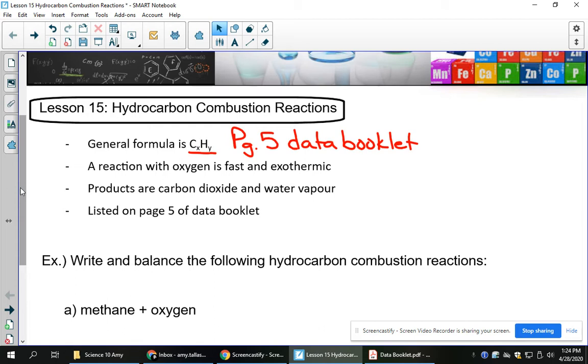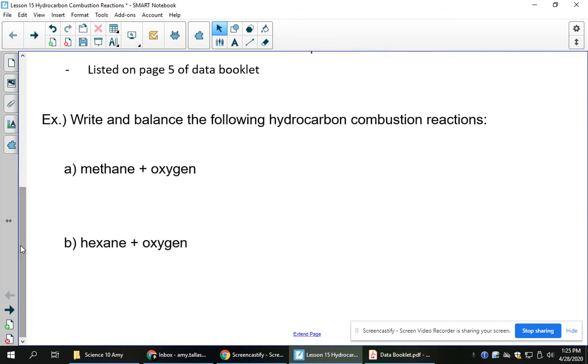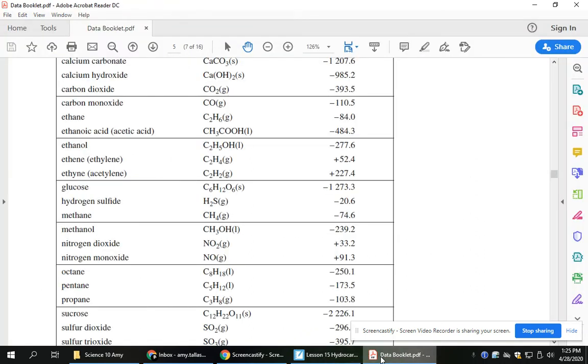The products are always going to be the same. This is actually one of my favorite reactions because 3 parts of it are the same every single time. You always add oxygen and you always get carbon dioxide and water vapor. Okay, let's start with the one that we would have done in the chem lab, methane plus oxygen. So go to page 5, look in this chart, find methane, and see that it's CH4 gas.